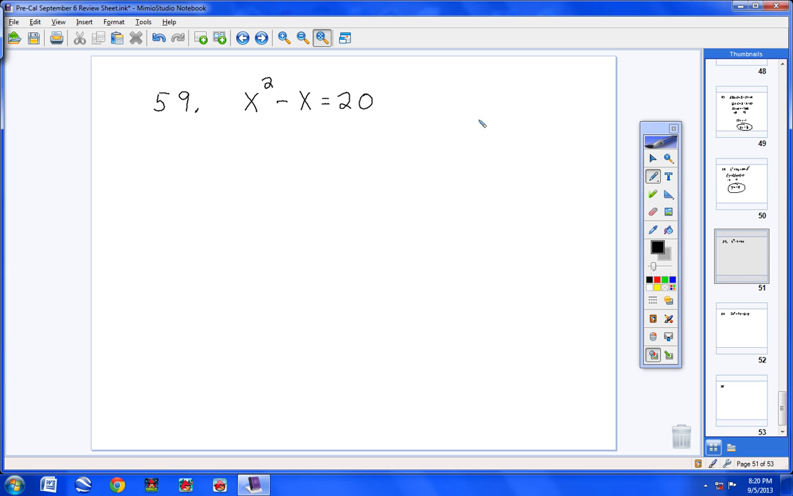Now let's solve this quadratic by using the quadratic formula. Negative b plus minus the square root of b squared minus 4ac all over 2a. And yes, that is a 4 right there.